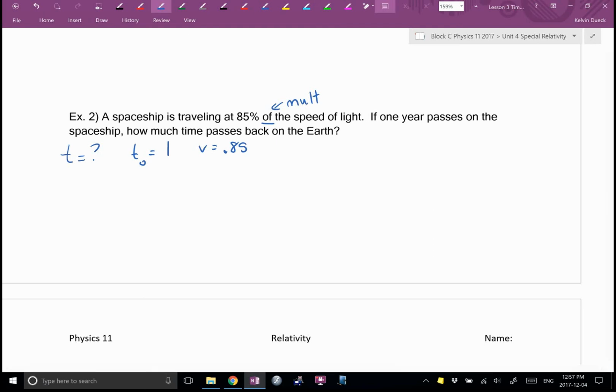Sierra, what was the symbol for the speed of light? I'm going to write 85% of the speed of light is 0.85 c. What would I write if it was 60% of the speed of light? 0.6 c. What would I write if it was 99% of the speed of light? 0.99 c. See? Let's write down the equation. T equals T0 all over square root of 1 minus, and I'm going to write it this way, V over C all squared. I like that one better, as opposed to the V squared over C squared.